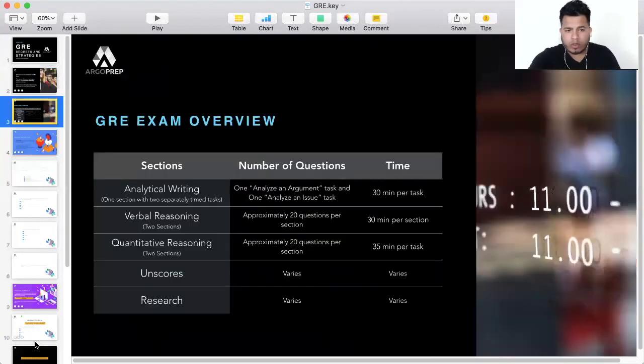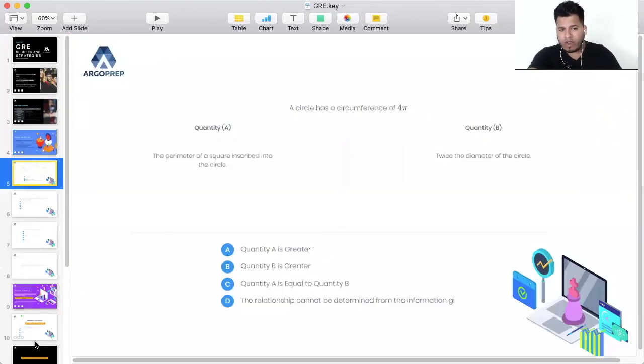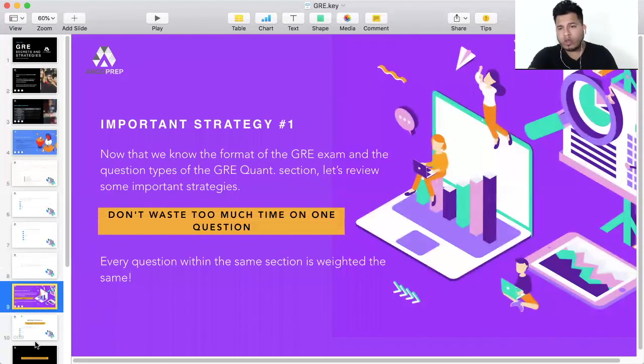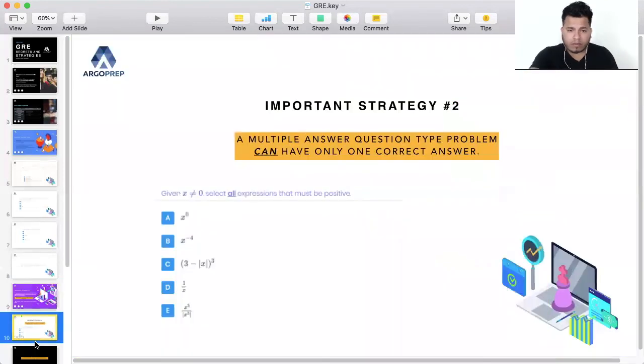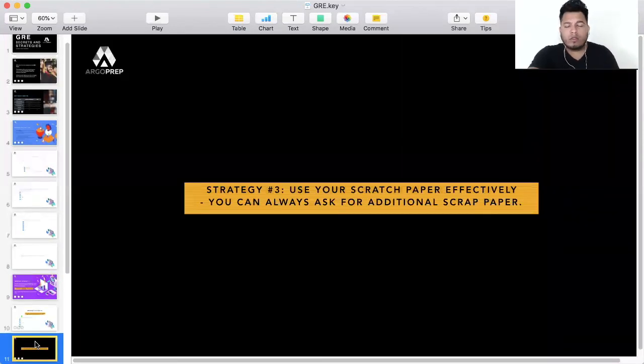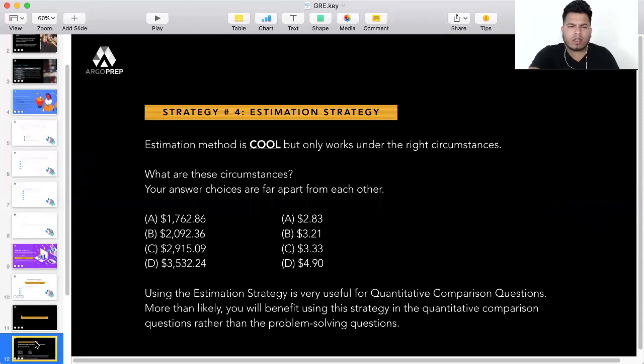And I've given you some basic strategies, right? Let's just very quickly review them. The basic strategy is don't waste too much time on one question, right? Each question is worth the same. This is an important one also: a multiple answer question type can have just one correct answer. Use your scratch paper effectively. It may seem simple, but when you go on our website and watch all of our video lectures, especially the introduction series, we have a bunch of strategies for you. You have to be able to employ all of them in order to get a good score.